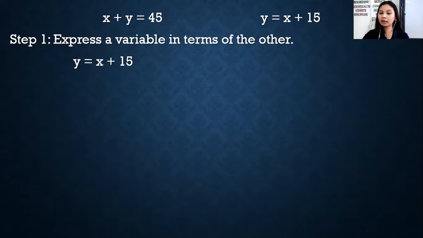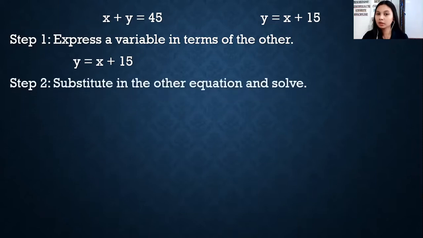Okay? So, di ba, kailangan nyo siya para maging isang variable lang yung sa ating equation at mahanap na yung isa pa. Okay? Ayan siya. So, ang ginamit ko po is y is equals to x plus 15. Ito ngayon yung value muna ng ating y. Temporary lang naman ito para mahanap natin yung value ng isang variable, which is yung x po. Okay? Step 2, substitute in the other equation and solve. Ayan. So, since si second equation ang ginamit natin sa step 1, si first equation naman ang gagamitin natin sa second step. So, x plus y is equals to 45.